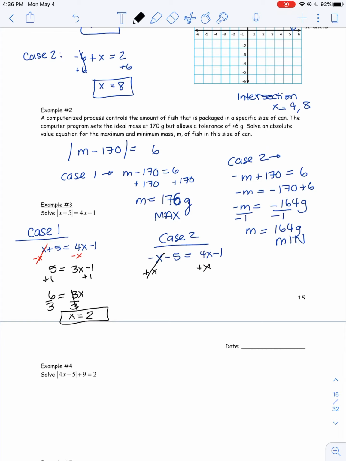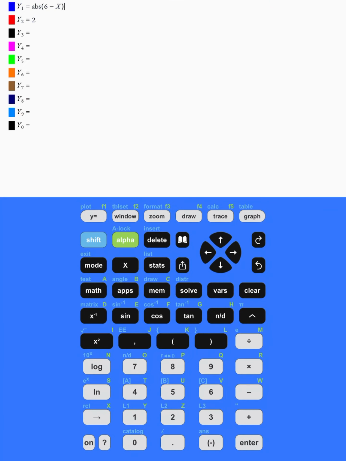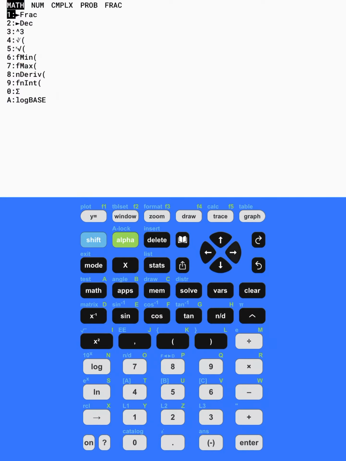We always need to check our answers. Here we're going to add x to both sides. Again, do the opposite sign. Negative 5 equals 5x minus 1. And then we're going to add 1 to get x by itself. 5x equals negative 4. And then we have to divide by 5. x equals negative 4 over 5. So these are your two answers, but what we're going to do is check this answer graphically.